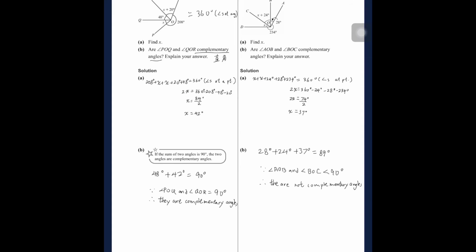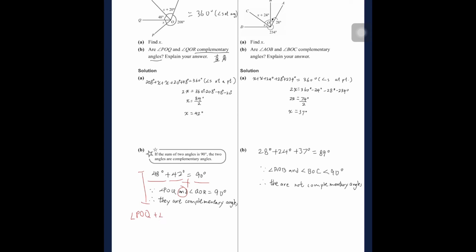Maybe use another student's work. Okay, 48 plus 42 becomes 90, and that should be plus, okay, to become 90 degrees, so they are complementary angles. Actually the expression is acceptable but not the best or not a very good expression.